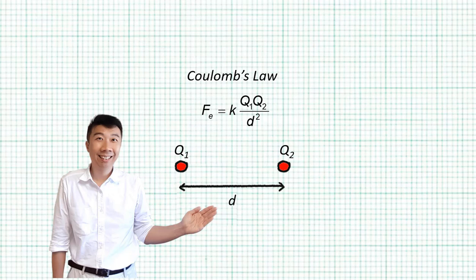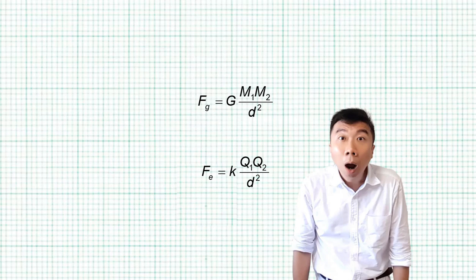The electrical force between 2 point charges separated by distance d is given by the formula kqq over d squared. This is known as Coulomb's law. Don't they look very similar?